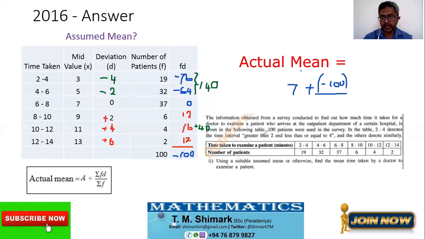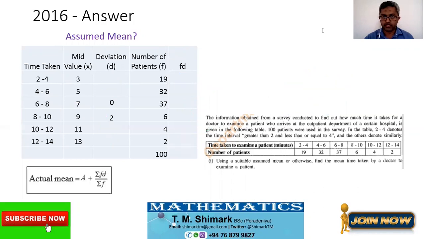You can just check by adding them, it's going to be 100, right? So our answer is going to be 7 for sure. This is minus 1, so that will work out to 6. So the actual mean for us is 6, right? I hope there is no doubt. I'll go to the next part.